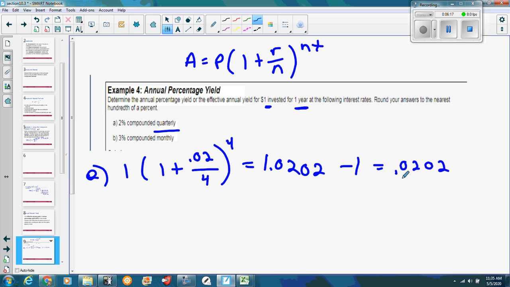Then multiply it by 100. So move it over here. So the annual interest rate compounded quarterly equivalent to 1 year would be 2.02. So you're going to get a number that's bigger than 1. You're going to subtract 1 from it and then move it over 2.